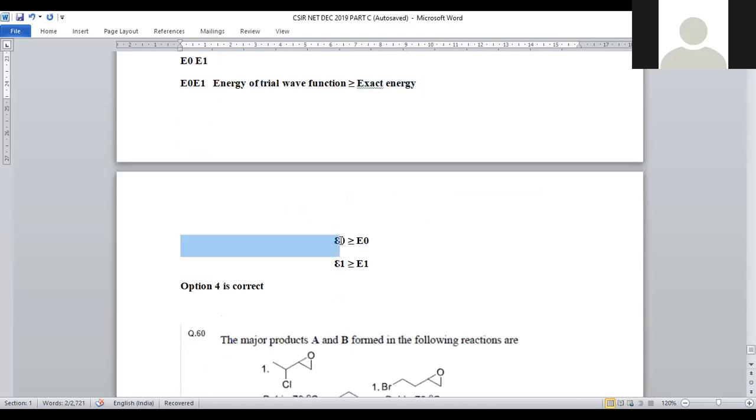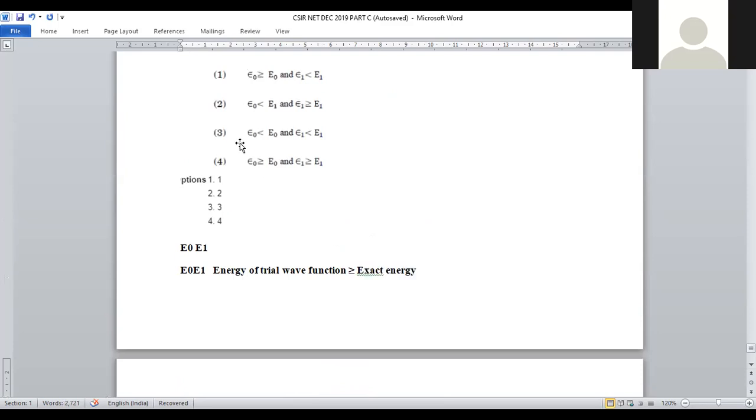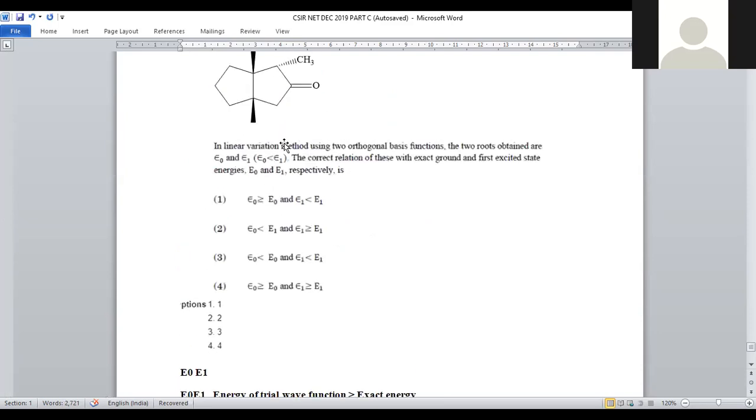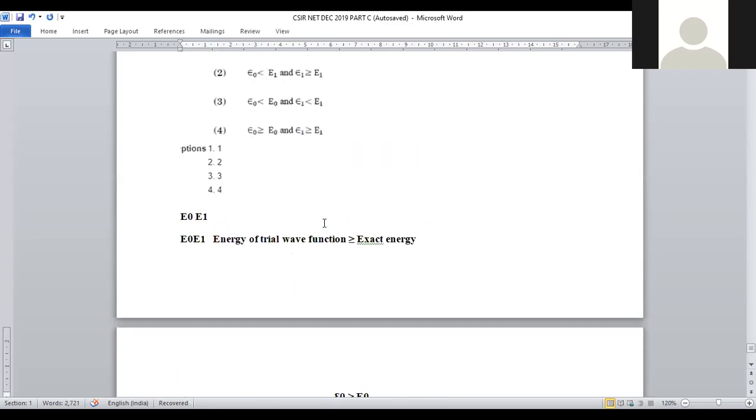That simply says the ground state energy of the trial wave function is greater than the ground state exact energy. The excited state trial wave function energy is greater than the excited state exact energy. So epsilon naught is greater than E naught, and epsilon 1 is greater than or equal to E1. The correct option will be option number 4. Very simple relation. So this is a part of physical chemistry.